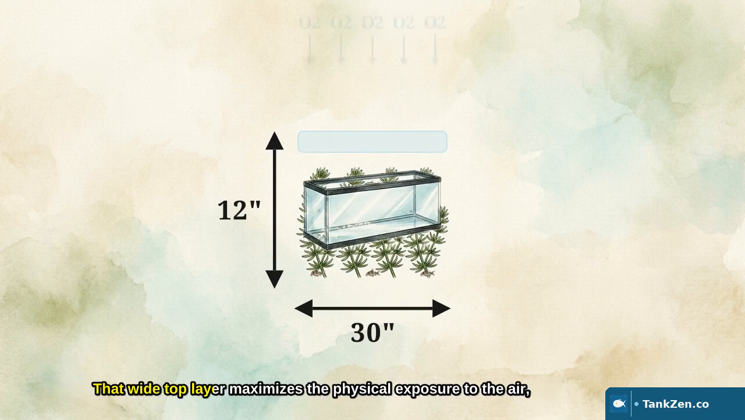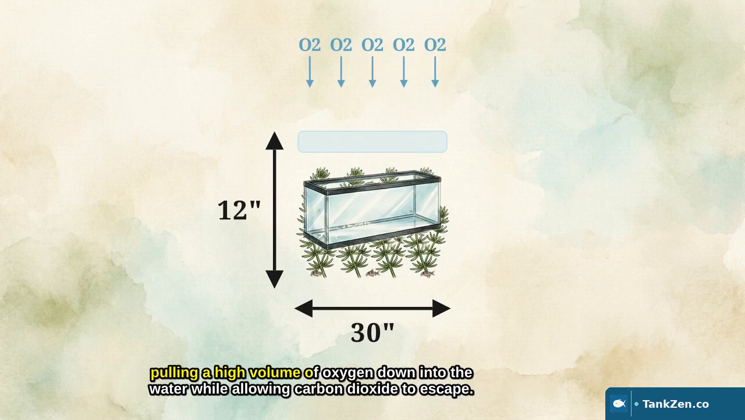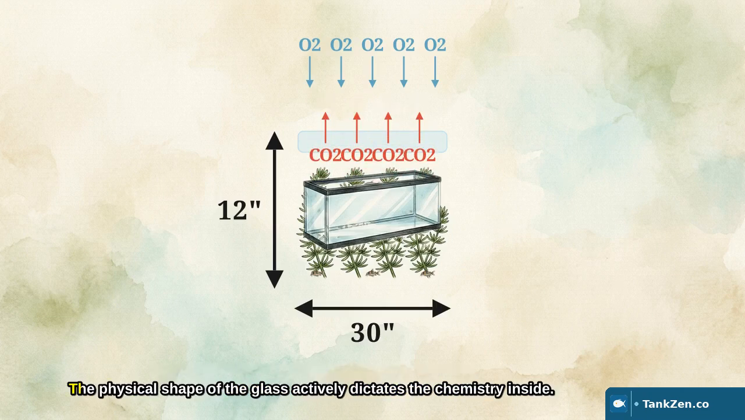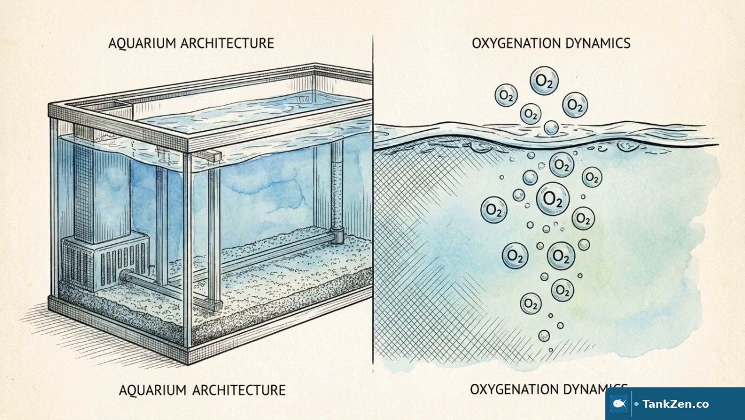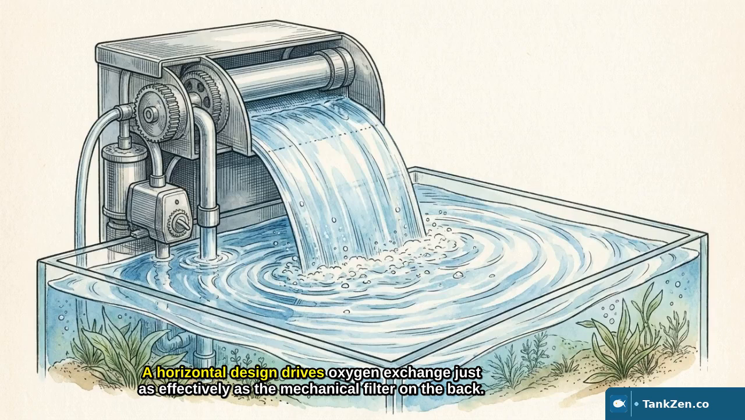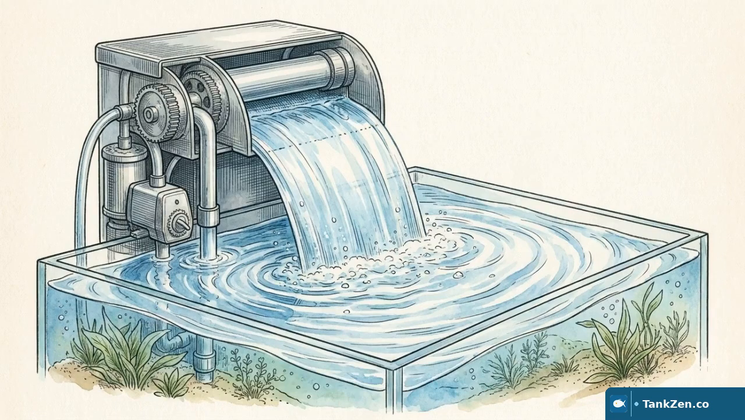That wide top layer maximizes the physical exposure to the air, pulling a high volume of oxygen down into the water while allowing carbon dioxide to escape. The physical shape of the glass actively dictates the chemistry inside. A horizontal design drives oxygen exchange just as effectively as the mechanical filter on the back.